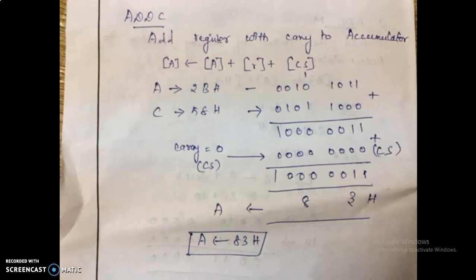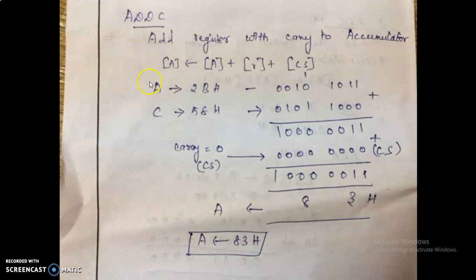This is the ADC instruction. ADC means add the register with the carry to the accumulator. In the previous example, you can't add the carry. In this instruction, ADC, the carry flag is also added with the content of the register plus the content of the accumulator. The final result is stored in the accumulator.